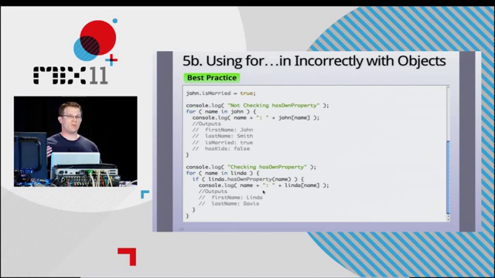Now, there are cases where you might actually want to iterate over the things in the prototype, which is fine. Just don't check hasOwnProperty. But if you want to constrain your for statement to just things that the object has, then make the if statement.